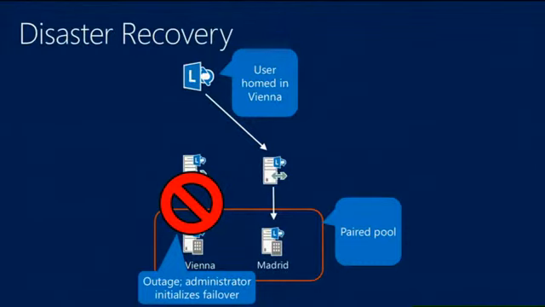Might be a little bit different if you don't lose the whole site. If you lose only the Viennese pool, but the Edge server is still there, then you need to actually do some different configuration, or the other way around. If you just lose the Edge server, you need to go to Topology Builder and make changes there. But if you lose the full site, the failover will work.